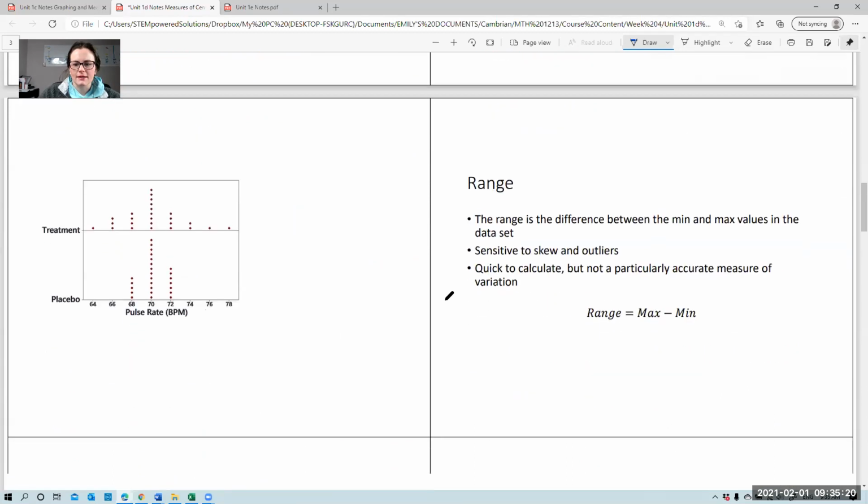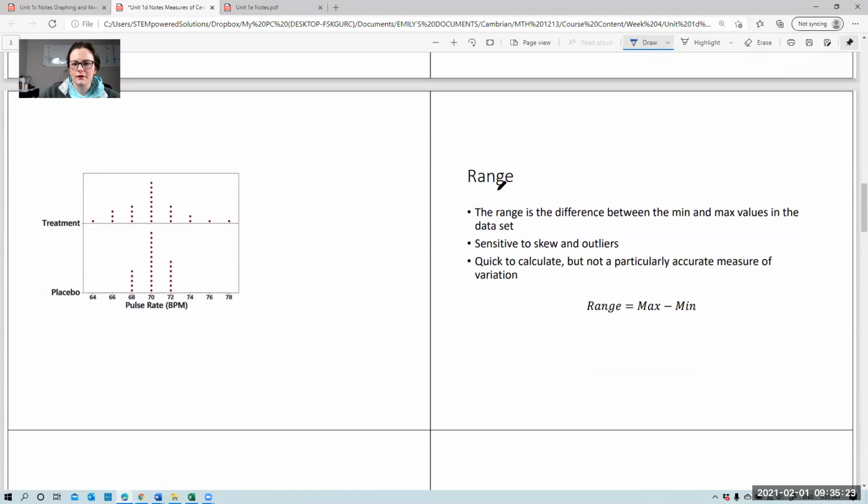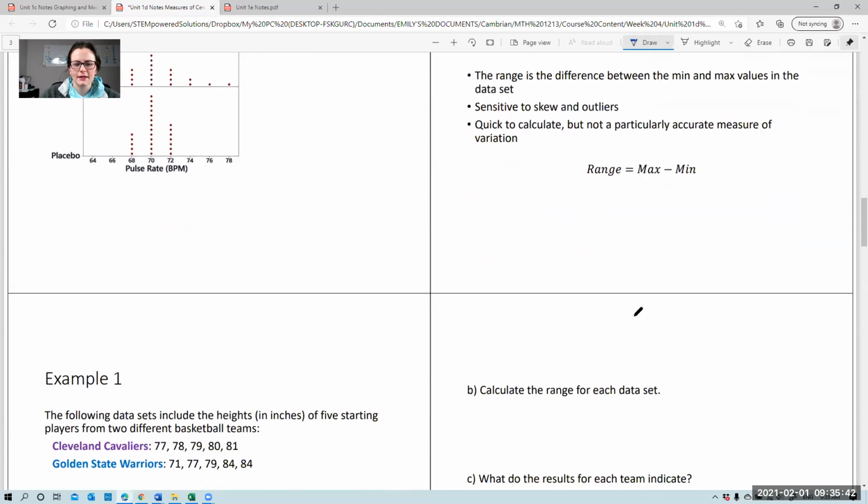Next topic is the range. The range is the difference between the minimum and the maximum values in the data set, and it's sensitive to skew and outliers. It's quick to calculate, but not a particularly accurate measure of variation. Range is equal to the maximum value subtract the minimum value. So it's very easy to calculate.